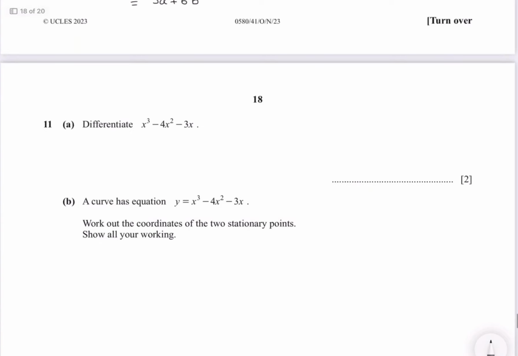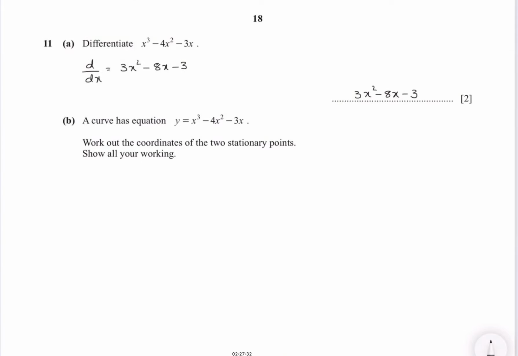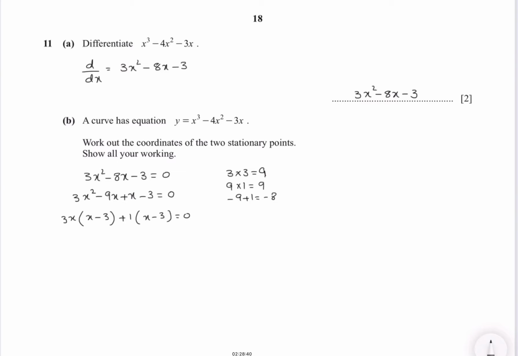Question 11a, differentiate this. So dy by dx is 3x squared minus 8x minus 3, which is the differentiation. Curve has equation this. Work out the coordinates of the two stationary points. Show all your working. Okay. At a stationary point, differentiation is always equal to 0. So 3x squared minus 8x minus 3 equals 0. So factorize it by middle term breaking. So your x is minus 1 over 3 and x is equal to 3.